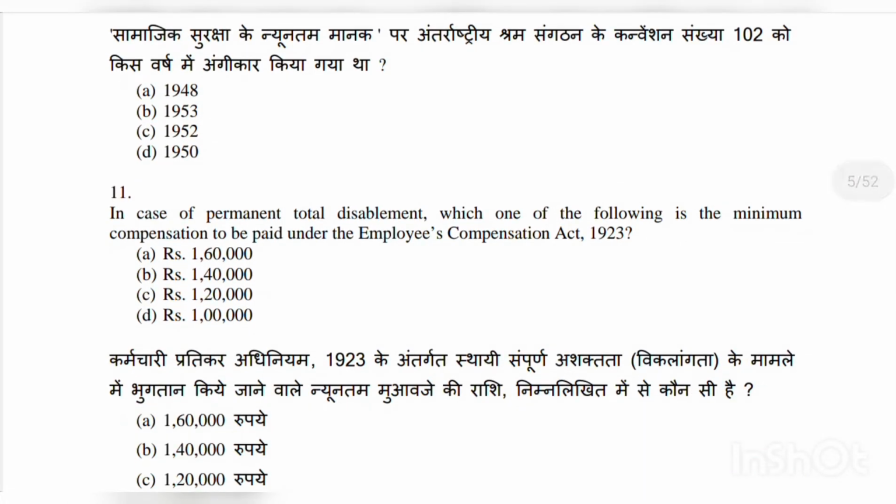In case of permanent total disablement, which one of the following is the minimum compensation to be paid under the Employee Compensation Act 1923? We all know the compensation amount is 1,40,000. The answer is B.